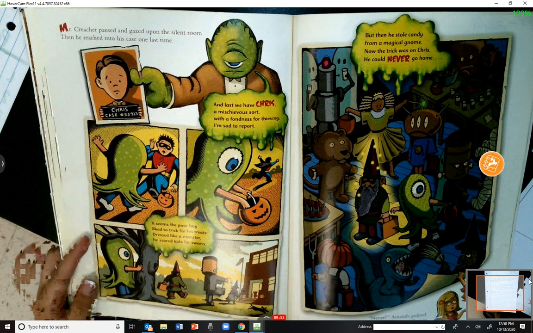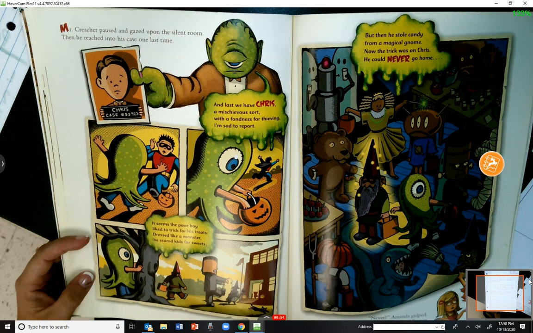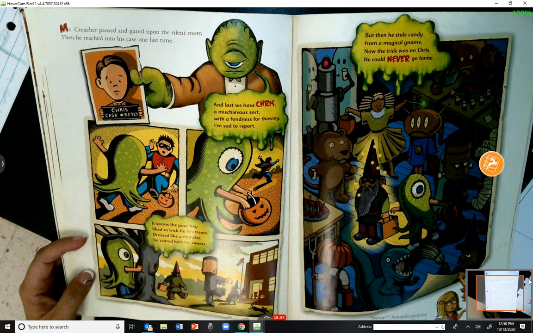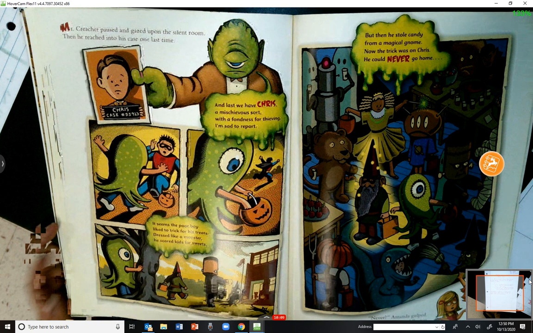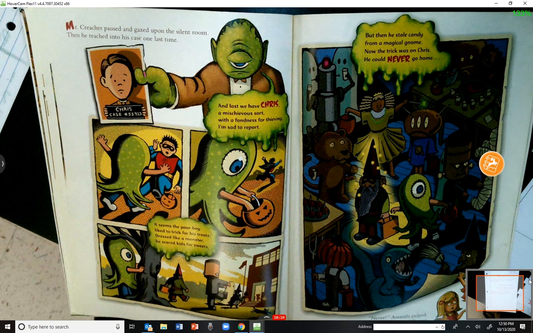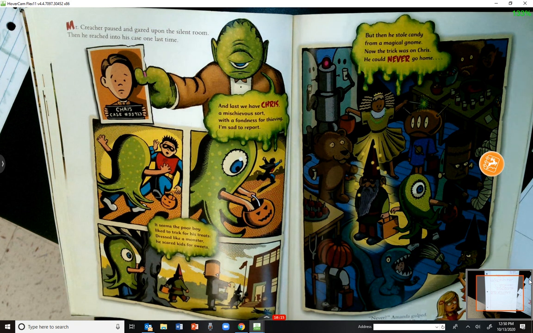And last we have Chris, a mischievous sort, with a fondness for thieving, I'm sad to report. It seems the poor boy liked to trick for his treats. Dressed like a monster, he scared kids for sweets. But then he stole candy from a magical gnome. Now the trick was on Chris. He could never go home.